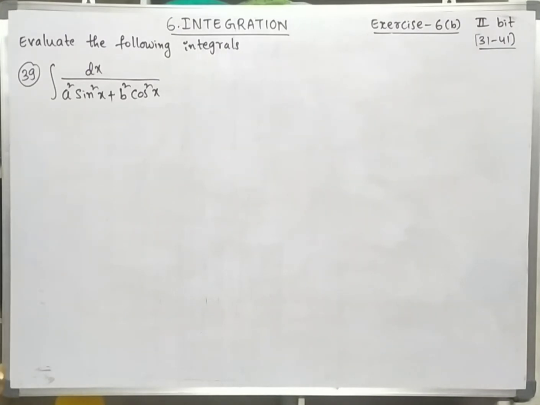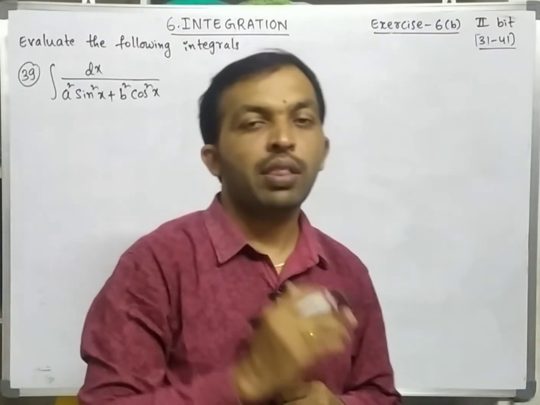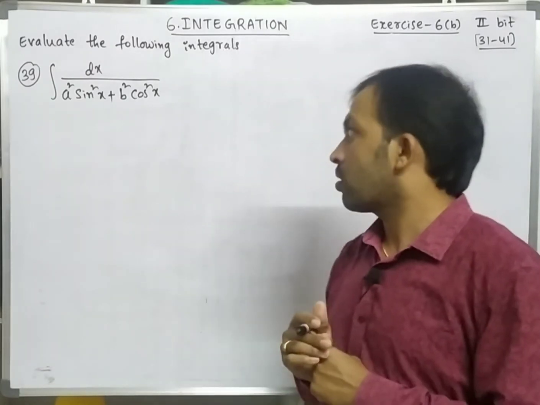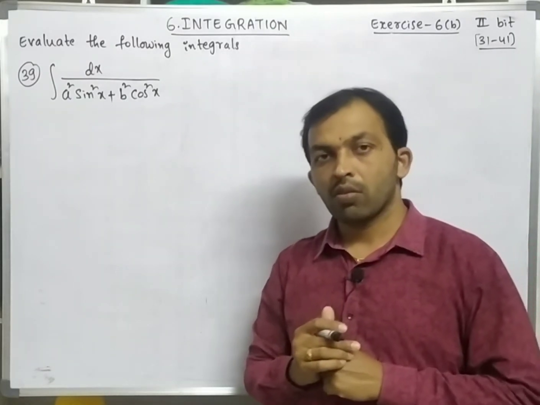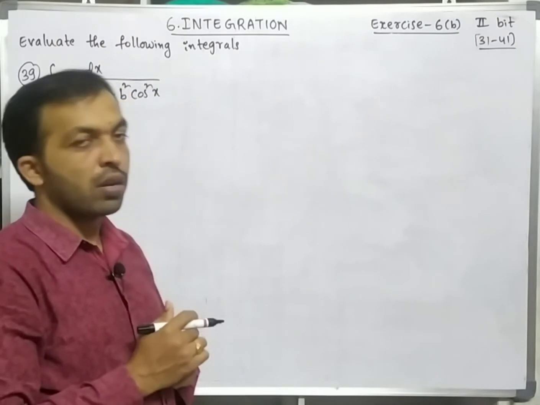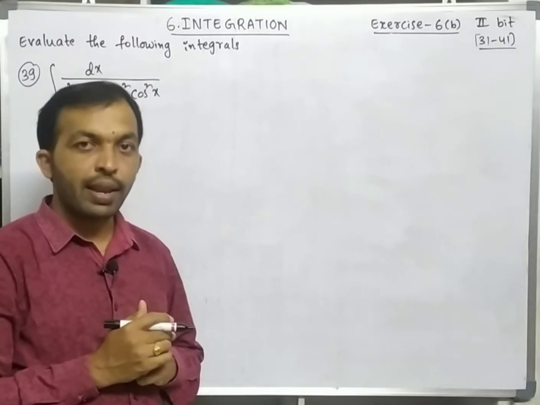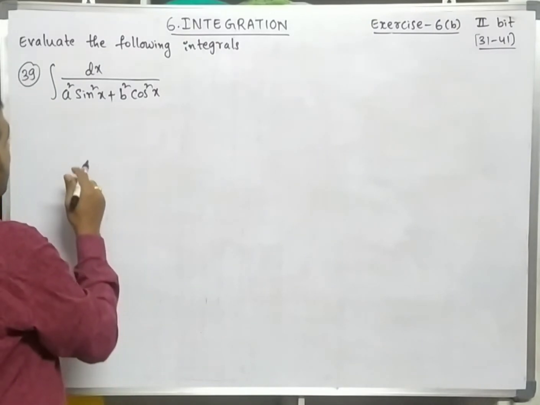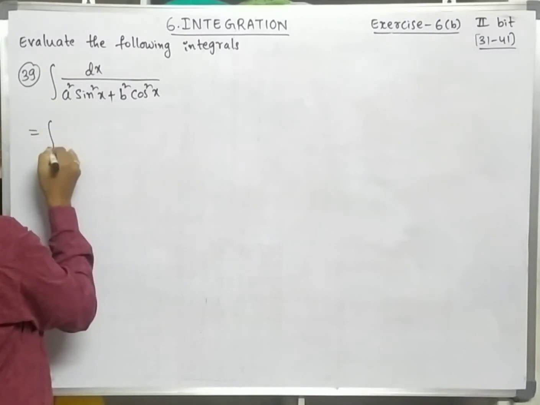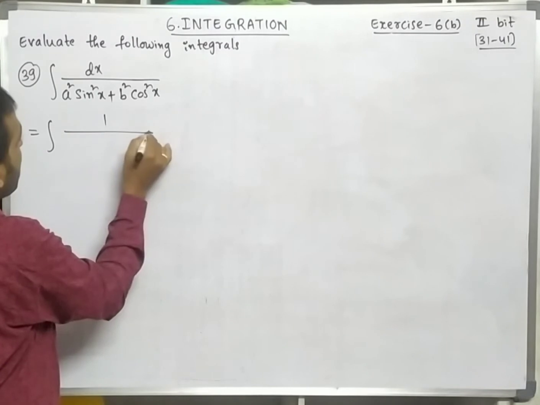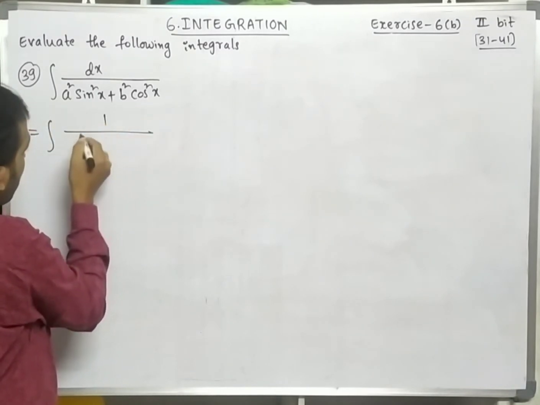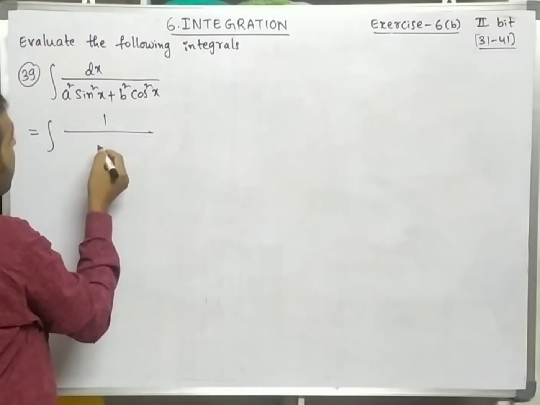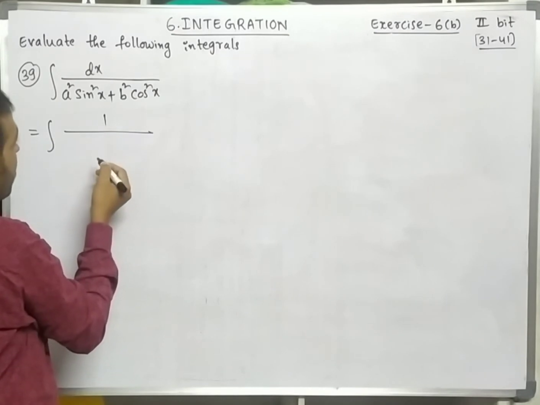Question: integration dx by a square sin square x plus b square cos square x. Okay, so in this problem convert it in terms of tan. For that, divide each and every term with cos square x, or otherwise take cos square x as common in the denominator, that is a square cos square x. Otherwise divide numerator and denominator with a square cos square x.